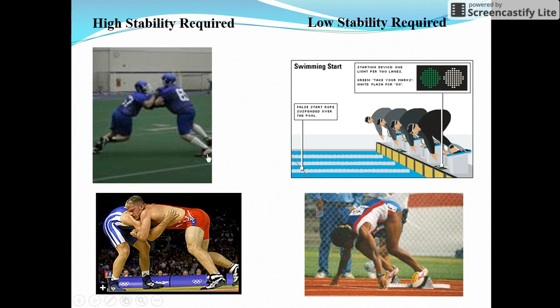So if we look at these 4 examples we've got here, okay, these show what sports need high stability and what sports don't require high stability. So we've got our football players and we've got our wrestlers down here. Okay, so our wrestlers, you can see, are quite low to the ground. Okay, they've got a wide base of support and therefore they're going to be more stable and harder to push over. Whereas on here for our sprinter starts and our swimming starters, their feet are quite close together. They don't need a wide base of support because they're not going to be tackled by anyone. They just need to go as fast as they can.